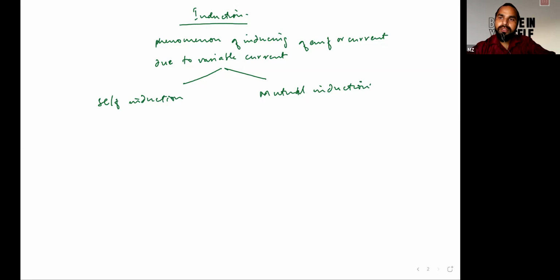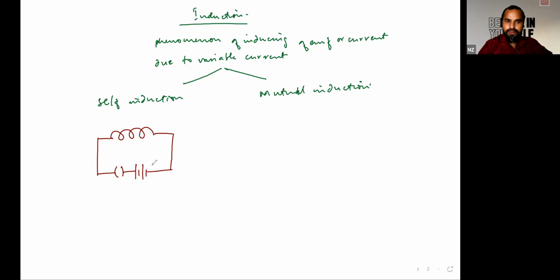Self-induction means induction within the same coil, as we have done on the last page. If you have a coil and when you switch on or switch off, the induced current will be within the same loop. So it is called self-inductance.